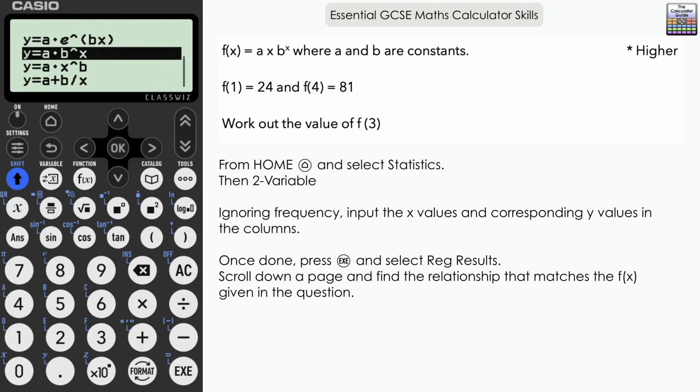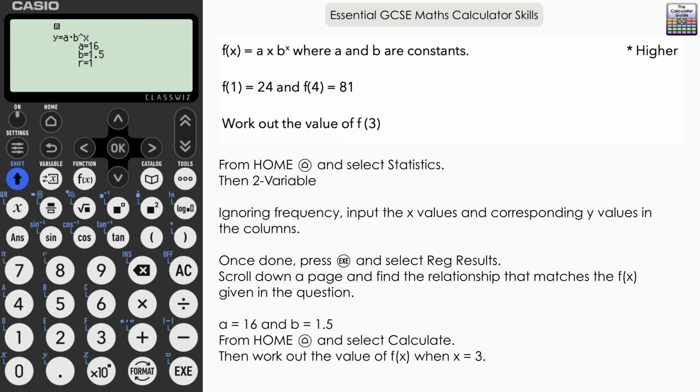The dot there represents a multiply. So y equals a times b to the power of x. So we're going to select that option with execute. And this should tell us the values of a and b, which will help us to find out what the value is for 3. We've got an a of 16 and a b of 1.5. We'll ignore the r for the purposes of this question. So we've got an a of 16 and a b of 1.5.